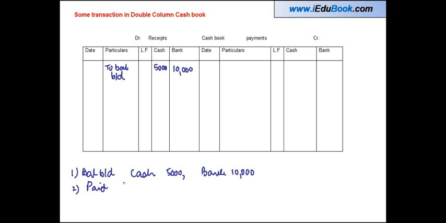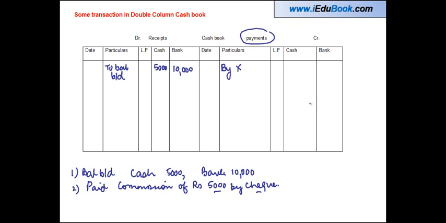Paid commission of rupees 5,000 by check. So when you make a payment of a commission, you debit the creditor's account and credit the bank account because the balance of the bank goes down. And the payments are recorded on the payment side. So you will write by, let's say the creditor is X. Okay, since this payment has been made by check, so we will put it in the bank column. If the same payment was made by cash, you would have put it here.